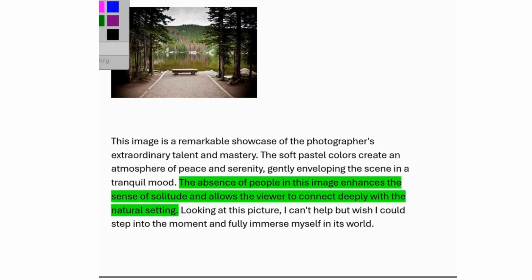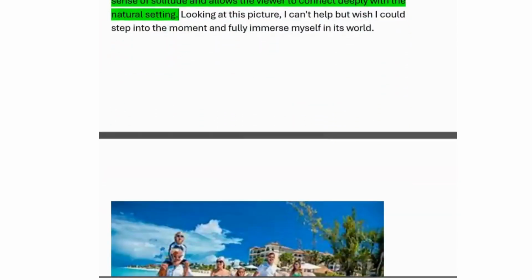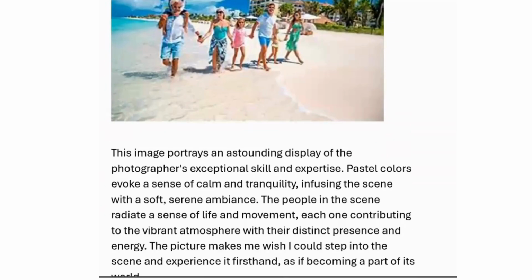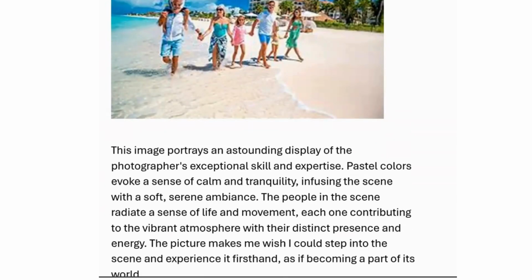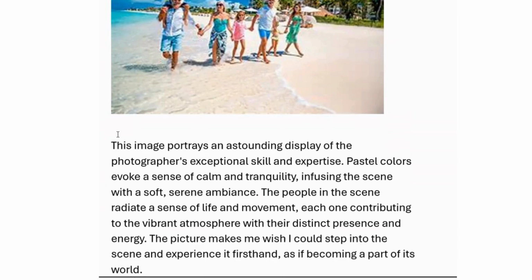No people here, so you can say that. But what about if there were people? Look at this. So this is a picture from a beach. The colors are pastel, so we say the image portrays an astounding display of a photographer's exceptional skill and expertise. Now is the time that you give me a suggestion, a neutral sentence, which pretty much means the same, but has different vocabulary. If you write it in the comments, I will correct it for you.